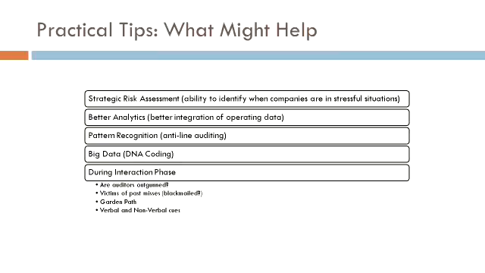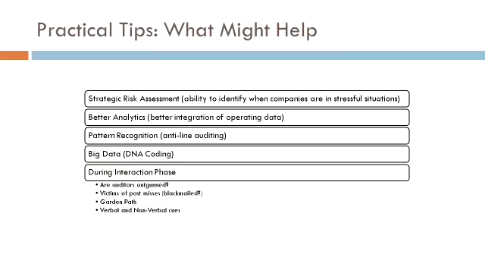Second, better analytics. The analytics that sometimes we do are not very refined. They are the type of analytics that will not get us very far. We need to do better analytics that integrates operating data: how many employees, what is the size of their warehouse, and so on. Those types of operating data must be built into our analytics if we are to be able to see patterns.